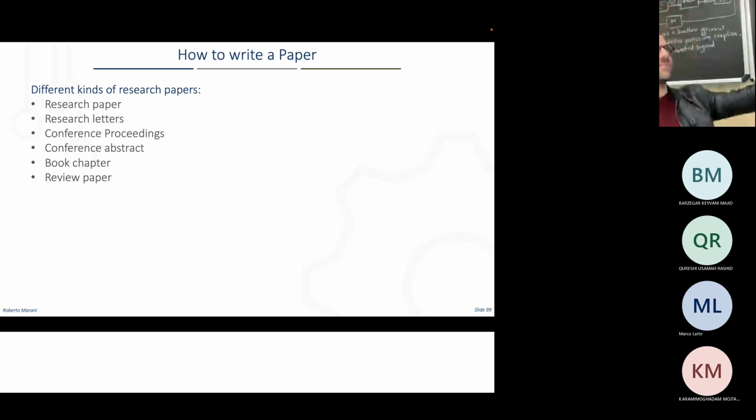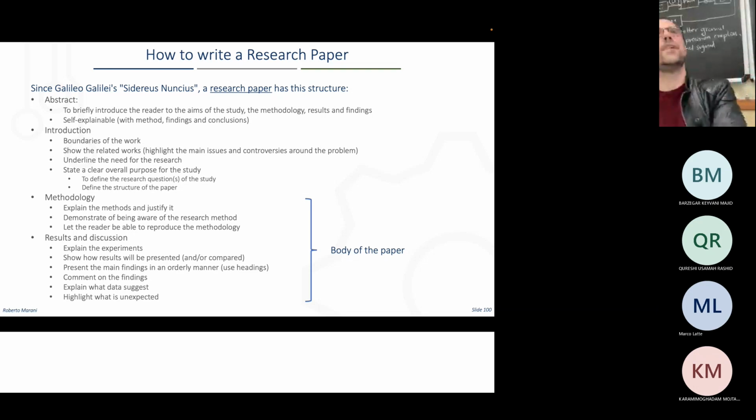So you know that there are many kinds of papers. I want you to write, let's say, a review, not a review paper, a review conference letter. These are just some examples of papers. And since Sidereus Nuncius by Galileo Galilei, that's my present for you. I printed some copies in Latin, Italian, and English. So select Italian, then Latin, and the English copies. Maybe another one.